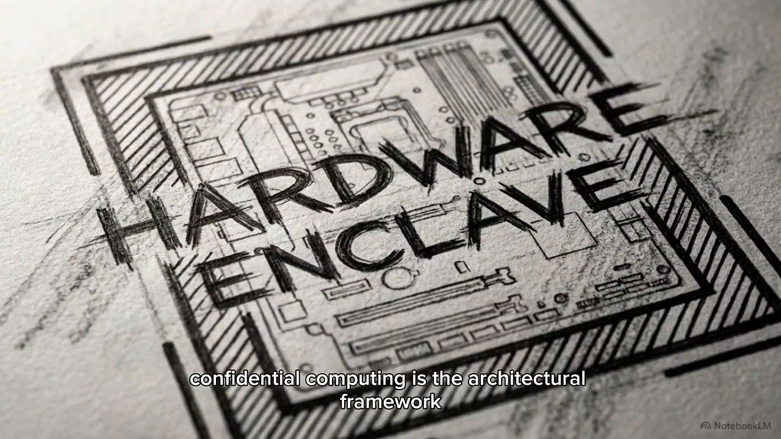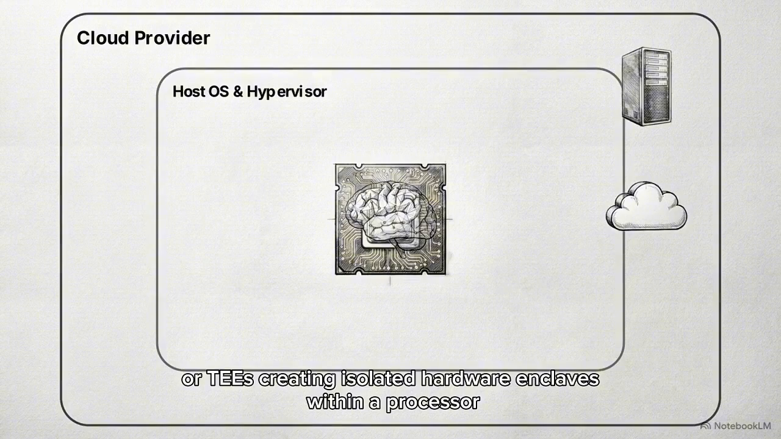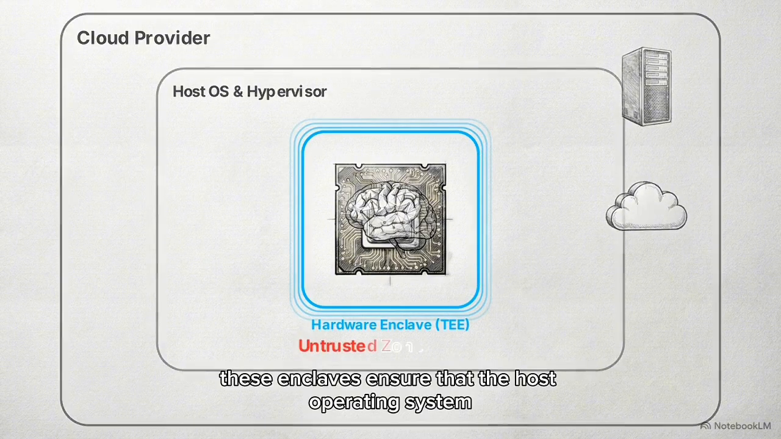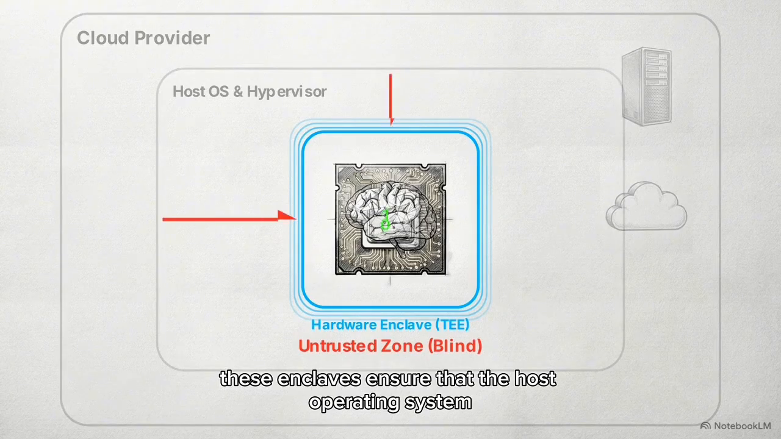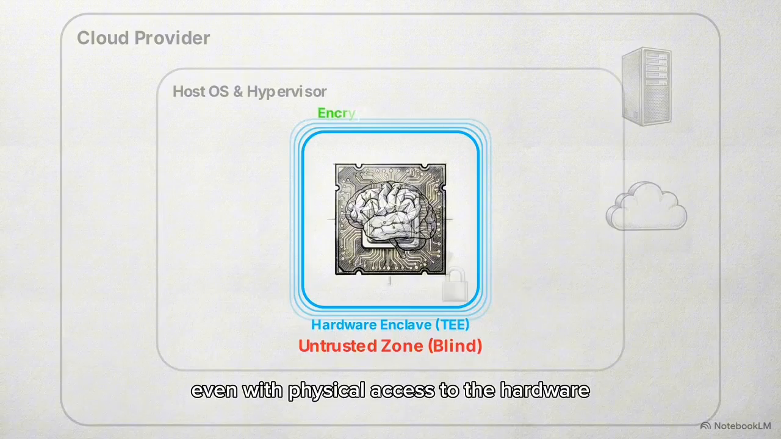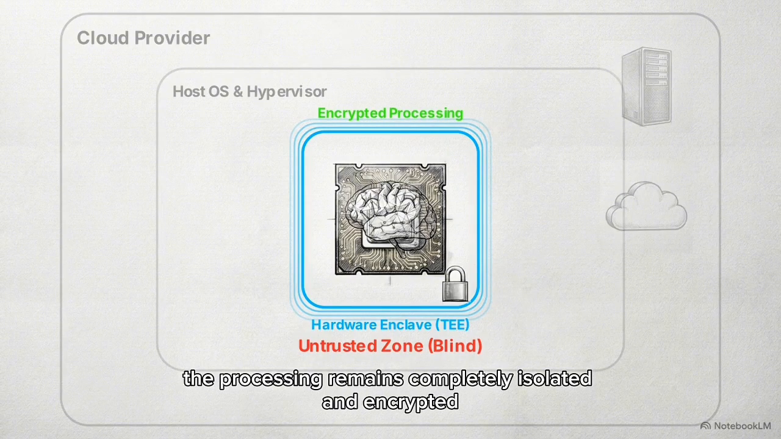Confidential computing is the architectural framework designed to protect data during this specific processing state. This relies on trusted execution environments, or TEEs, creating isolated hardware enclaves within a processor. These enclaves ensure that the host operating system or cloud provider cannot read the data. Even with physical access to the hardware, the processing remains completely isolated and encrypted.